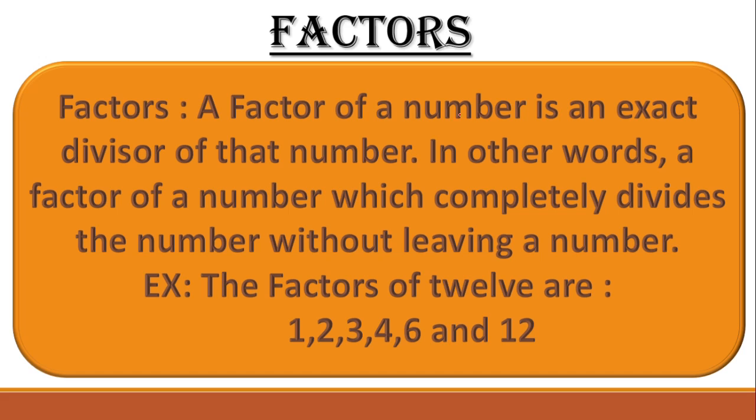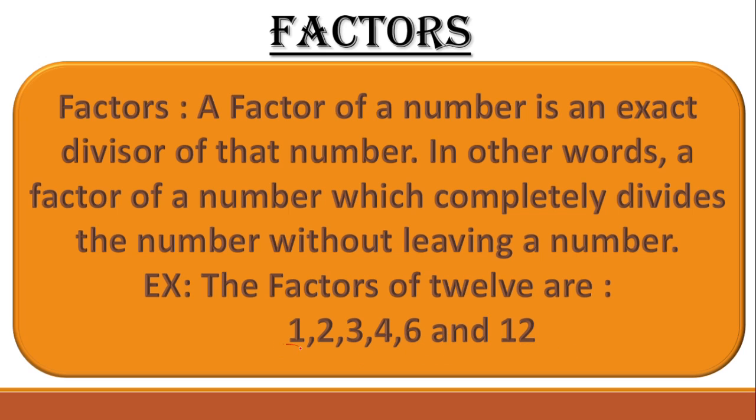Now, a factor of a number is an exact divisor, which means it will divide the number completely, without leaving a remainder. Right. Now we have an example of 12. We can see the factors of 12 are 1, because 1 divides 12 completely, and 2 also divides, and 3 also divides, 4, 6, and 12 also divide, right?